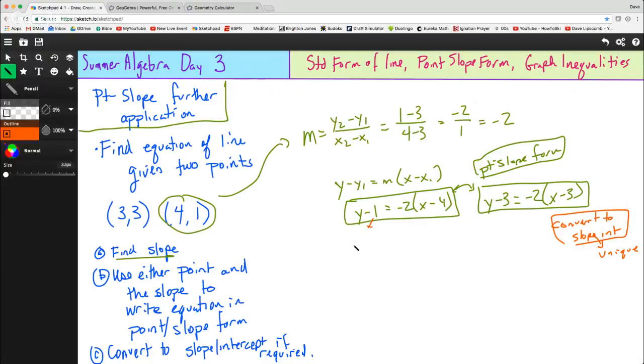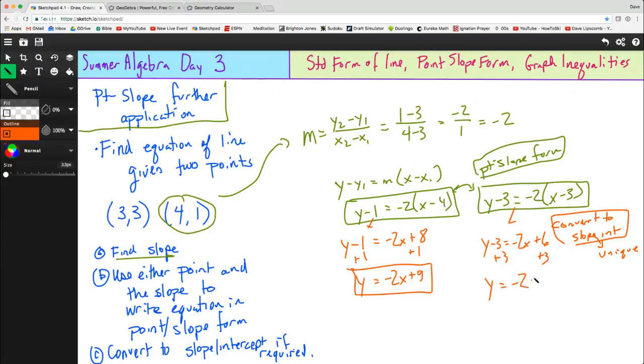So watch what happens. y minus 1 equals negative 2x plus 8, plus 1 on both sides. y equals negative 2x plus 9. And here we have y minus 3 equals negative 2x plus 6, plus 3 on both sides. y equals negative 2x plus 9. Good. Whew. That was close. If that didn't work out, we would have broken all of mathematics. Probably would have caused an earthquake or something. All right, let's move on.